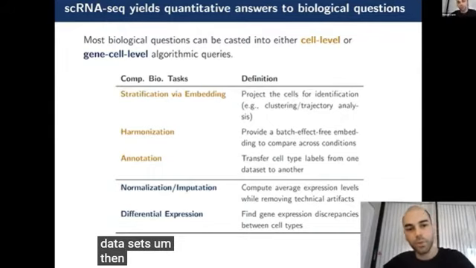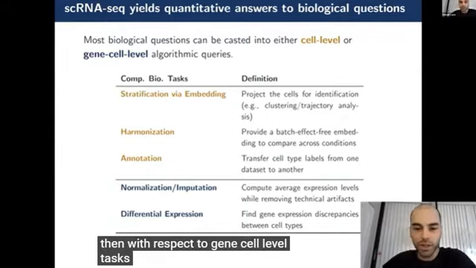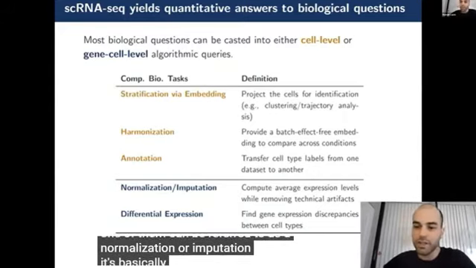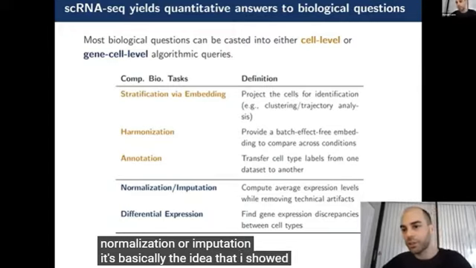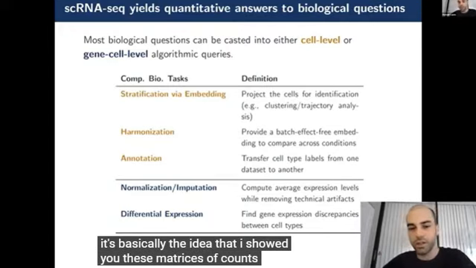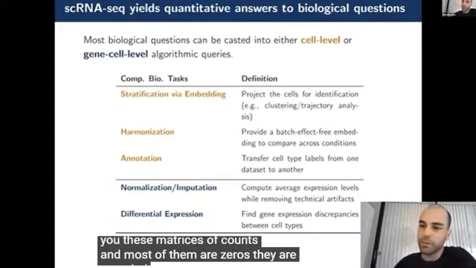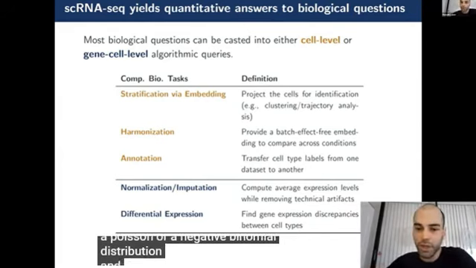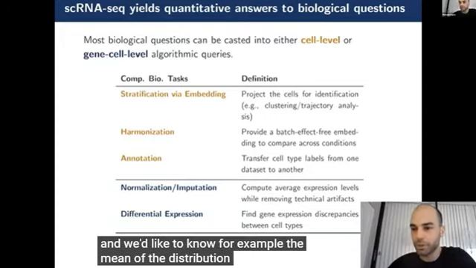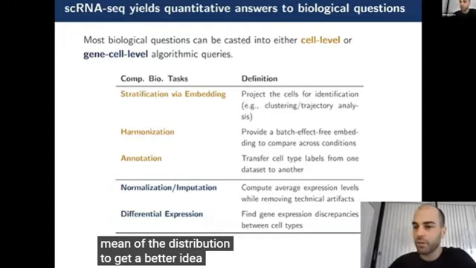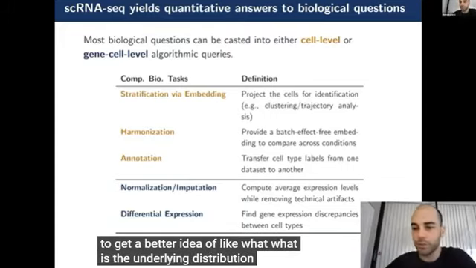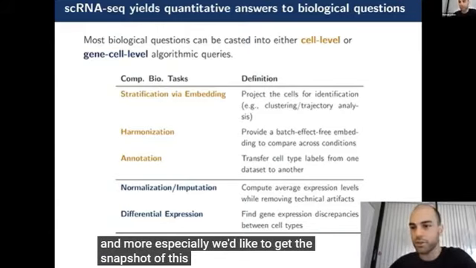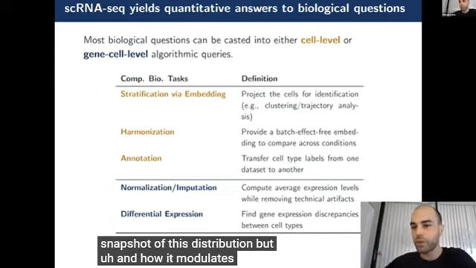With respect to gene cell level tasks, one of them can be referred to as normalization or imputation. It's the idea that I showed you these matrices of counts, and most of them are zeros. They are sampled from a stochastic process, a Poisson or a negative binomial distribution. We'd like to know, for example, the mean of that distribution to get a better idea of the underlying distribution, and more especially, to get a snapshot of this distribution and how it modulates with technical effects.